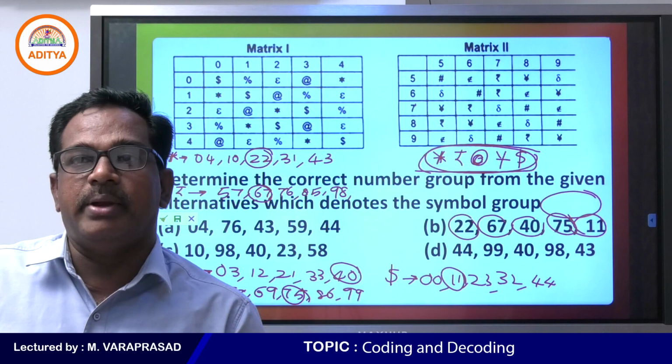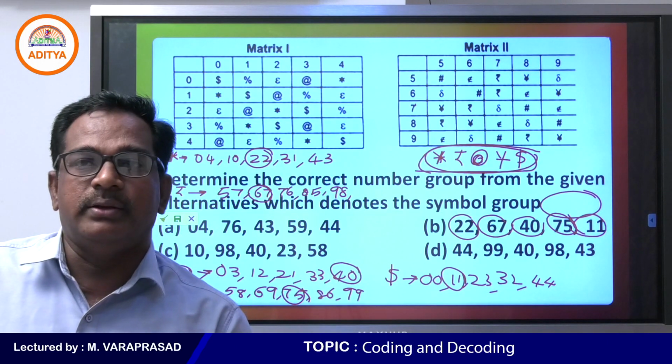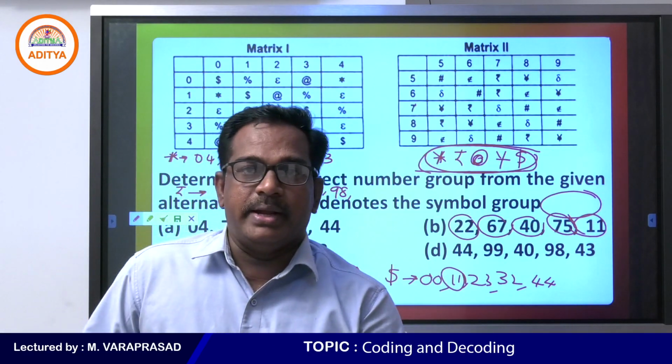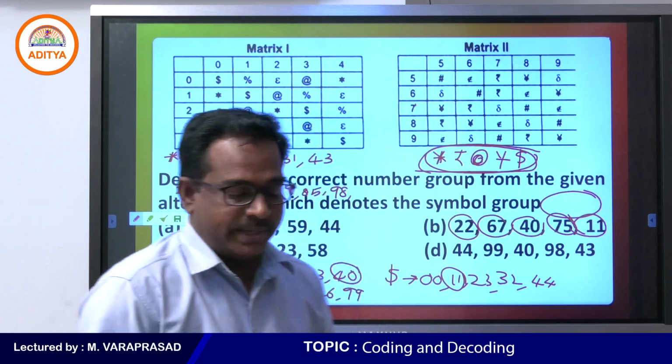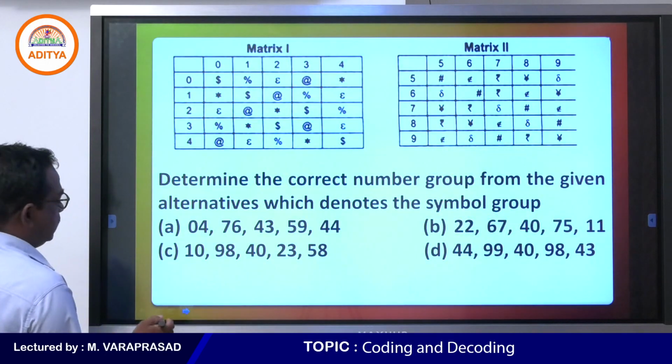One more example we can do. So number to letter matrix, letter to number matrix, symbolic matrix. Next one we can do another matrix. Next one we can do another one, that is the jumbled matrix. We can do that next.